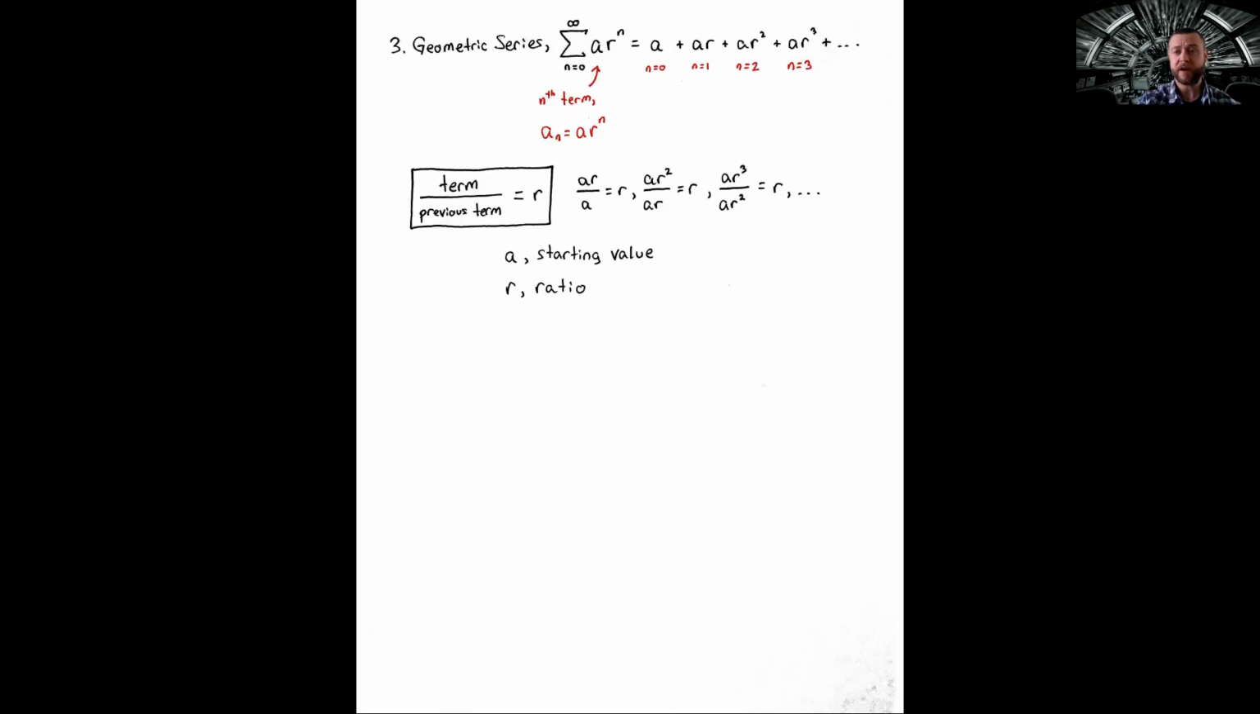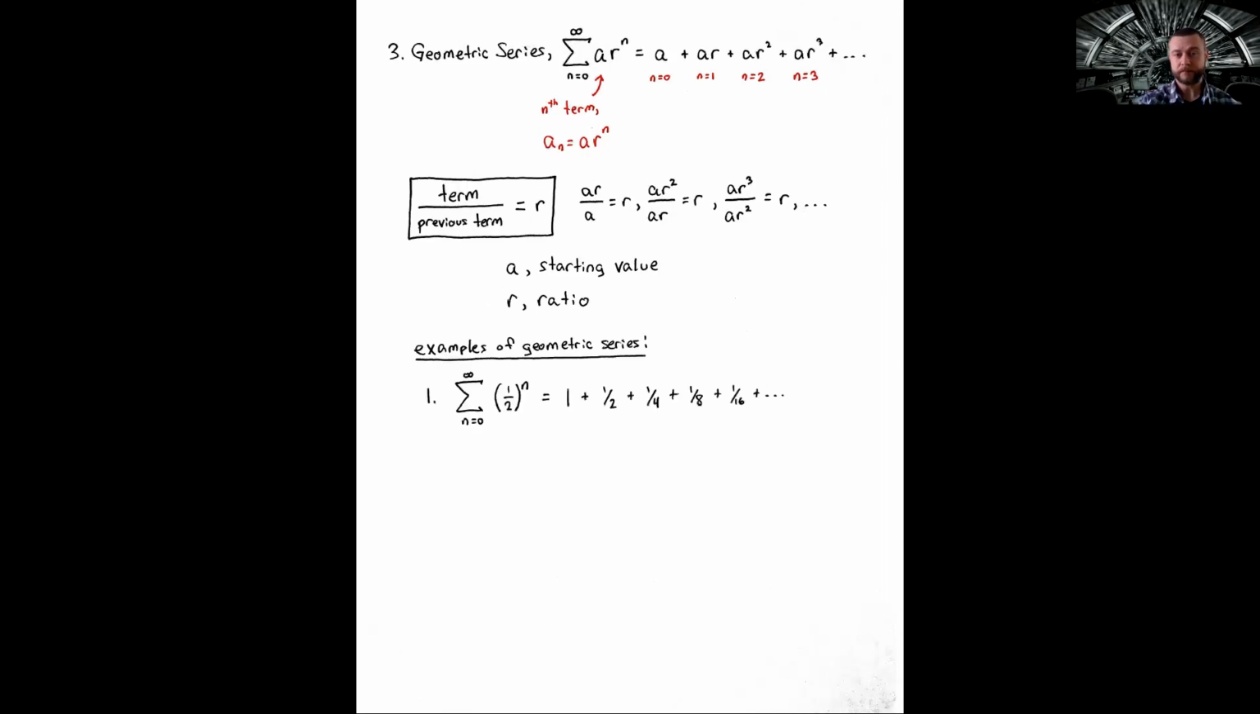We refer to a here as the starting value. Notice the first term in your infinite series is a, and we refer to r as the ratio. Now, if we go back to Zeno's paradox, let's start with the n equals 0 formula, n equals 0 referring to the starting index. This is a geometric series where the first term, a, is 1, and the ratio r is a half.